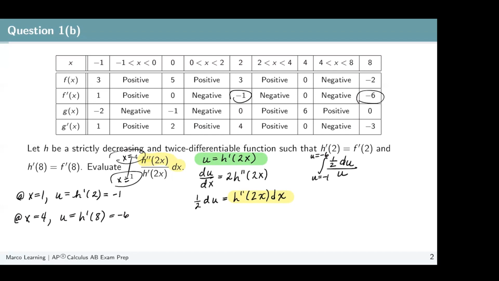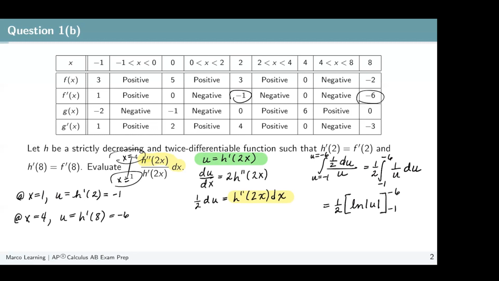I'm going to rewrite this integral, clean it up a little bit. It's the integral from -1 to -6. The 1/2 is a constant multiple, so I can bring that outside of my integral. And then du over u I can write as 1 over u du. And that is one that I recognize. The integral of 1 over u du is the natural log of the absolute value of u. So this is going to equal 1/2 times natural log absolute value of u from -1 to -6.